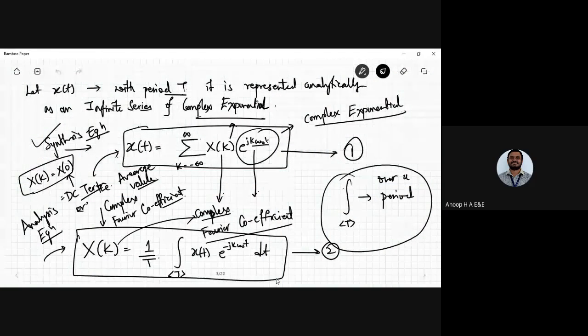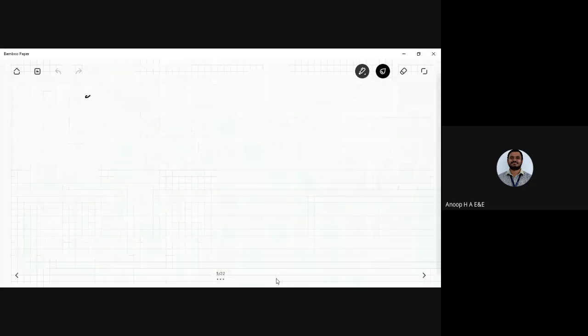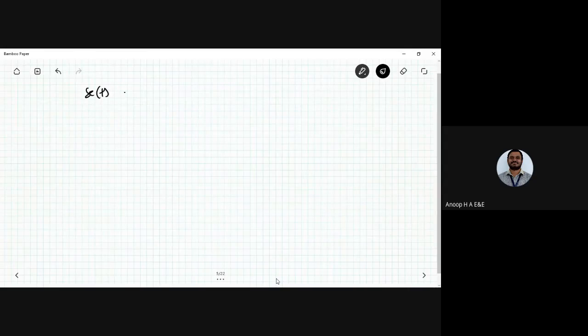It can be written quite simply: from x of t, you can find X of k using the Fourier series. With x of t being periodic and X of k being the complex Fourier coefficients, the periodic waveform and its Fourier coefficients can be analyzed. When I'm talking about the Fourier series here, it should be a continuous time signal x of t, and the continuous time Fourier series needs to be analyzed here.